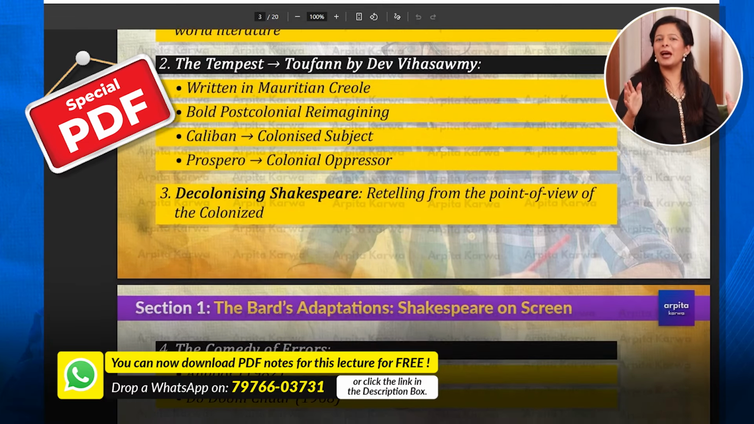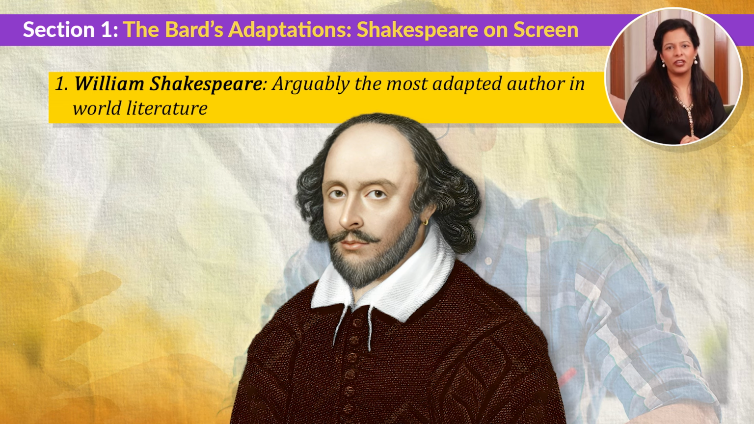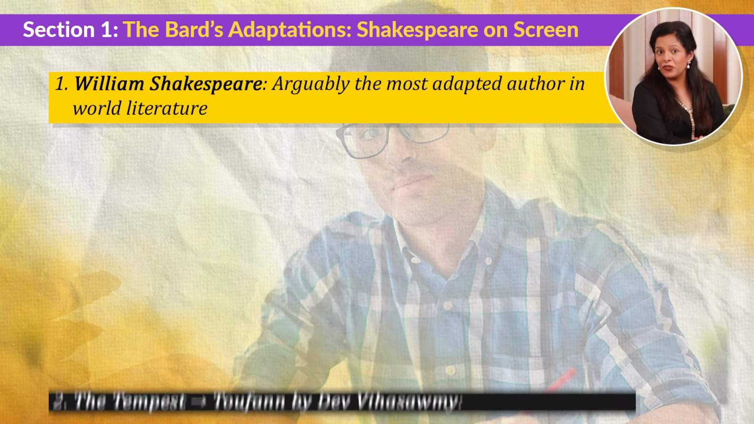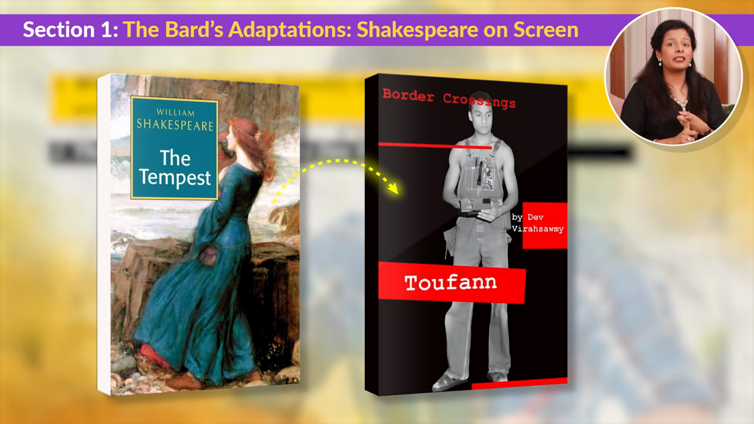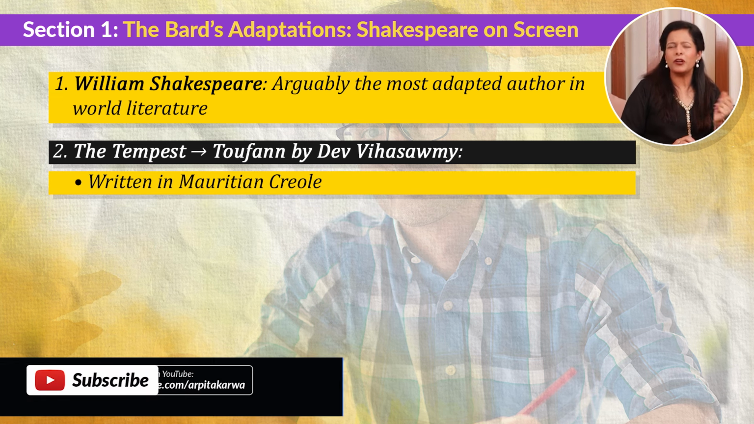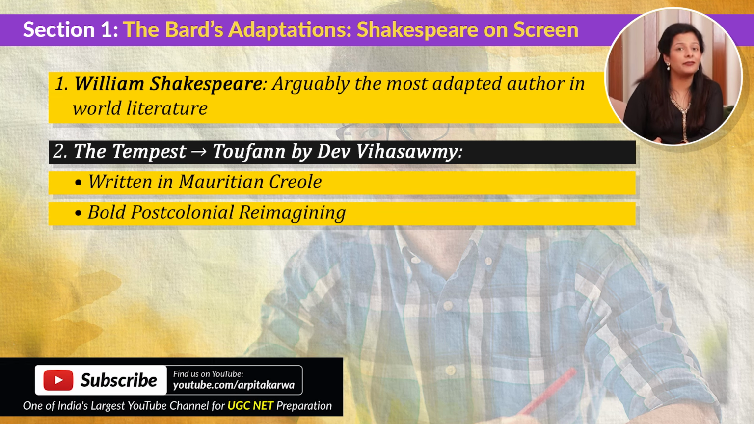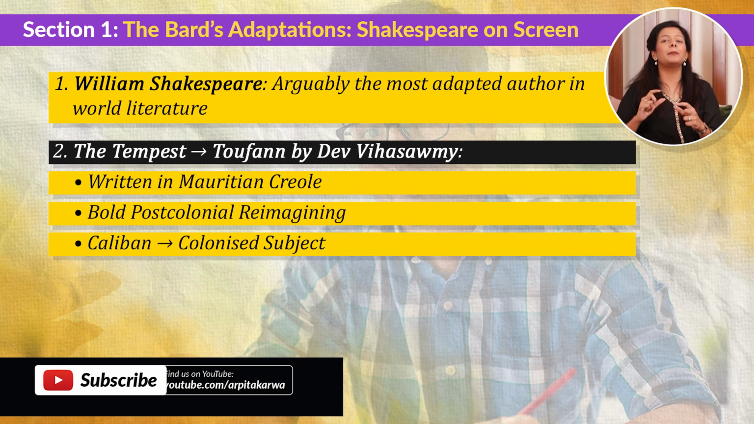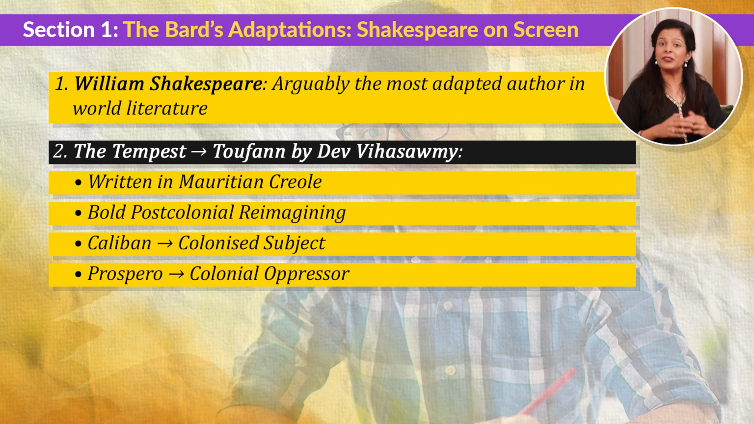So let's dive in. We begin with the bard himself, William Shakespeare, who is arguably the most adapted author in the history of world literature. One iconic example is The Tempest, which was reimagined as Tufan by Dev Virahsamy. This version, written in Mauritian Creole, offers a bold post-colonial reimagining. In this adaptation, Caliban becomes a symbol of the colonized subject and Prospero is portrayed as a colonial oppressor.